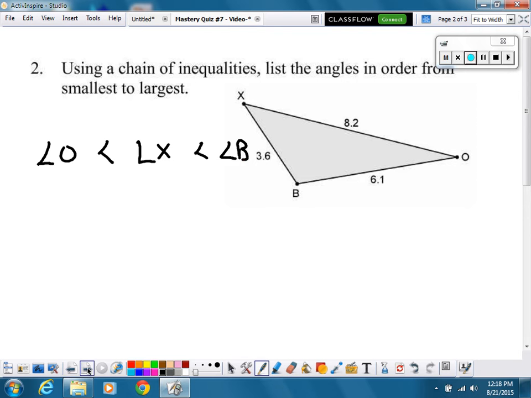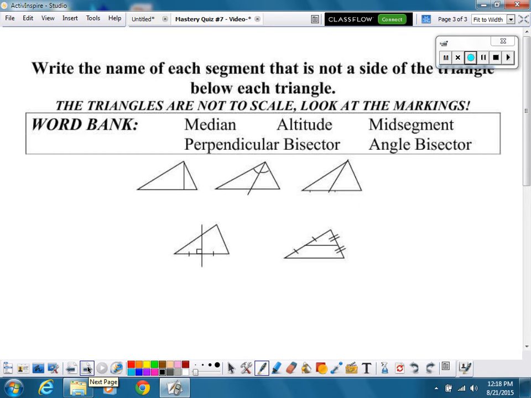Last question. Last question has to do with identifying some terms with triangles and different lines that we can make within a triangle. We'll start out by identifying there's 5 different terms and 5 different pictures here. Now, it's basically memorizing the definitions of these terms. I'm going to start with the median.